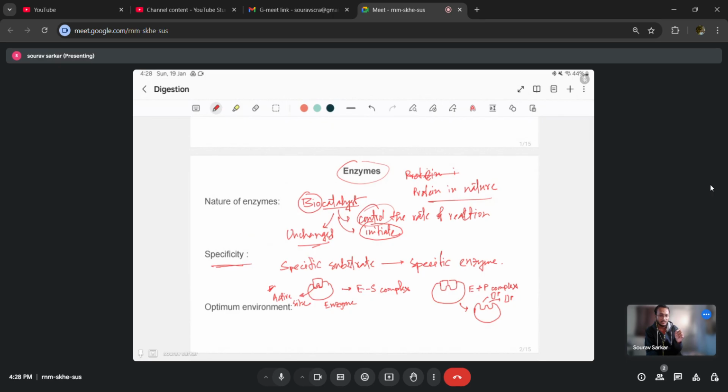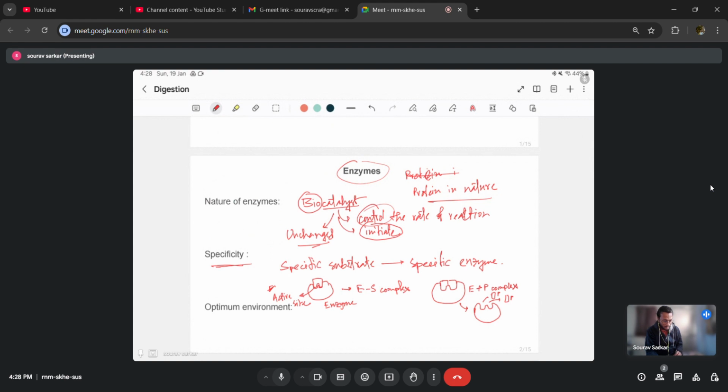That is specificity. Not all substrates are going to attach with all the enzymes. For a specific substrate there is a specific enzyme.